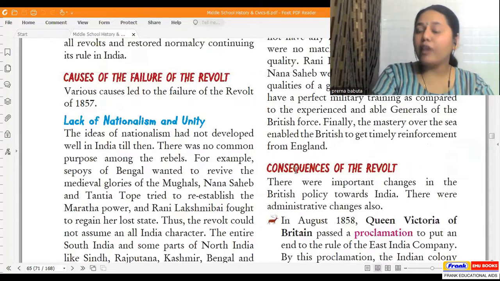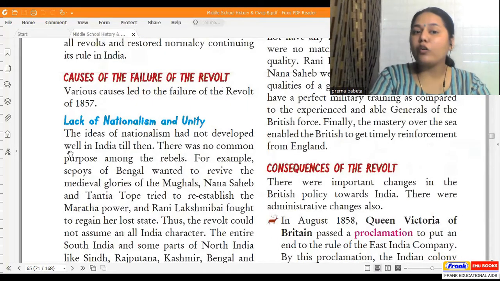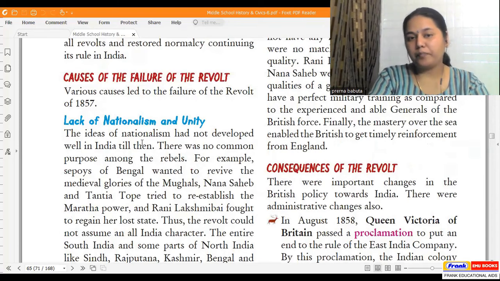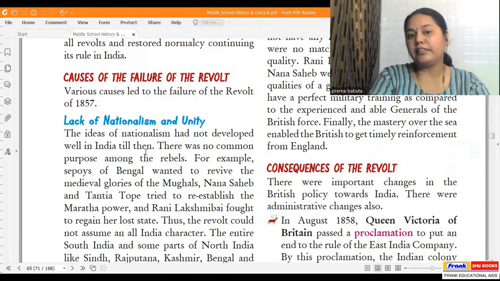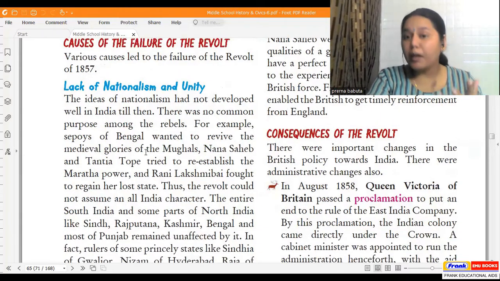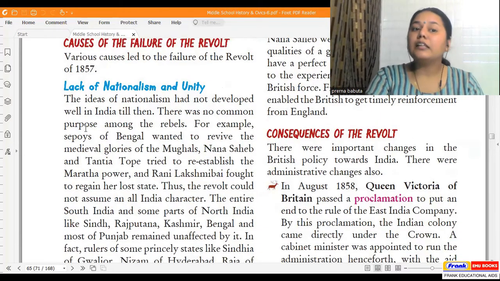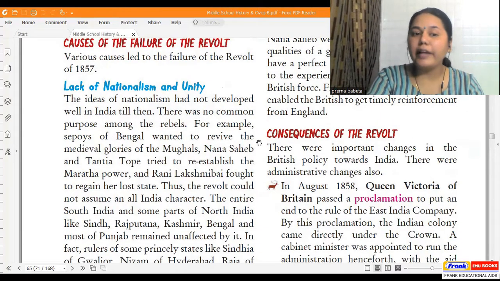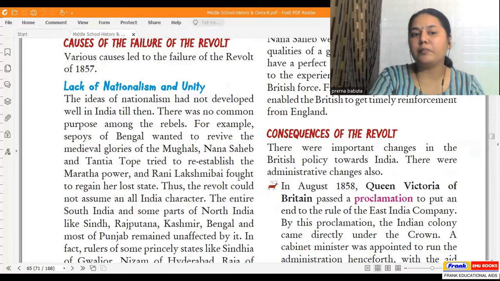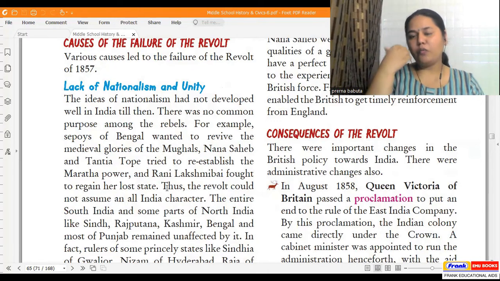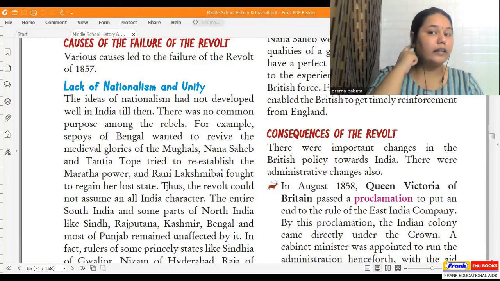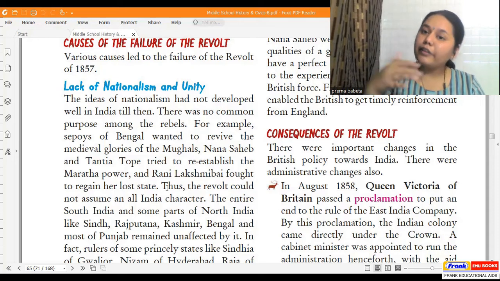All right. So the first cause was the lack of nationalism and unity. The ideas of nationalism had not really developed well in India till then, and there was no common purpose among the rebels. For example, the sepoys of Bengal wanted to revive the medieval glories of the Mughals. Nana Sahib and Tantya Tope tried to re-establish the Maratha power, and Rani Lakshmibai fought to regain her lost state. So basically, even when people were fighting or going against the British, they had different purposes.